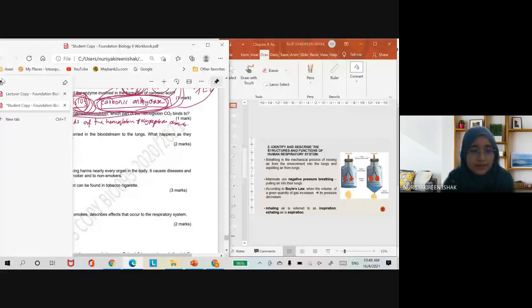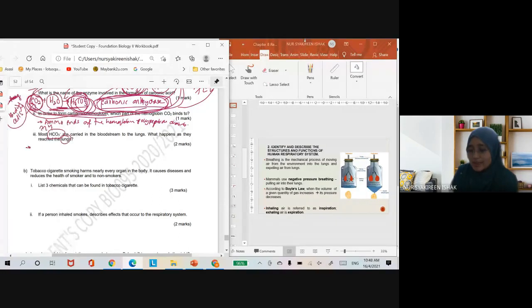So number 2, okay, question B. Tobacco cigarette smoking harms nearly every organ in the body. So it causes diseases and reduces the health of smokers and non-smokers. So list 3 chemicals that can be found in tobacco cigarette. Kalau tahu ada list banyak dalam table tu, just take 3.